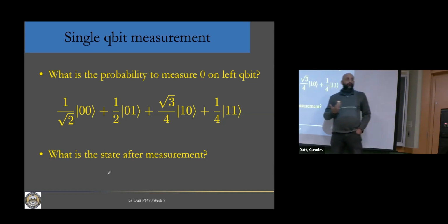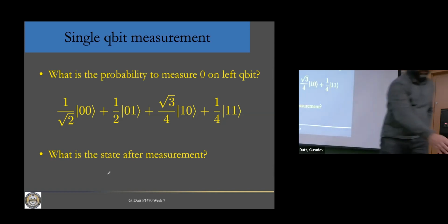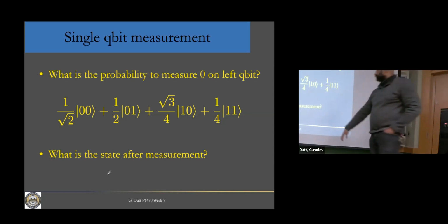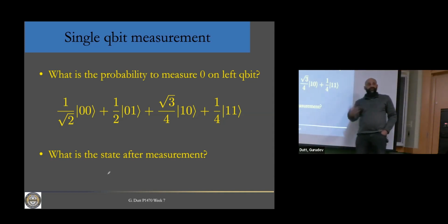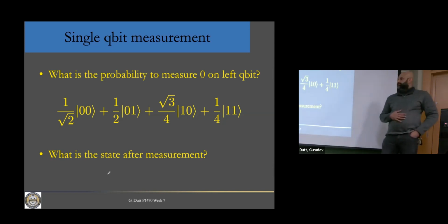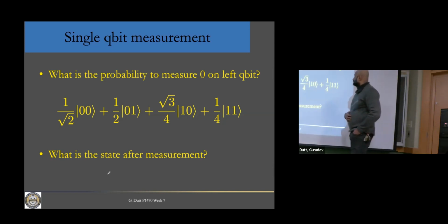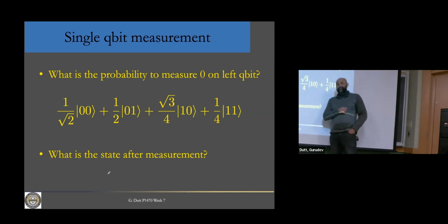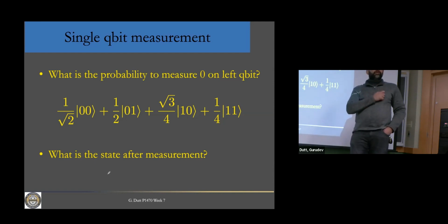Okay, and we also want to know what is the state. After I finish the measurement, what will be the state of the system? This is a more interesting question, perhaps, than even just finding the probability. Well, what do you think? What is the state of the system after I measure, conditional on measurement of the first qubit to be in state 0?